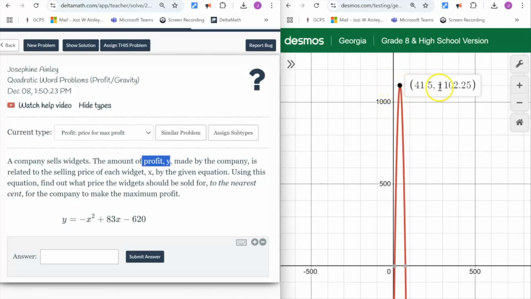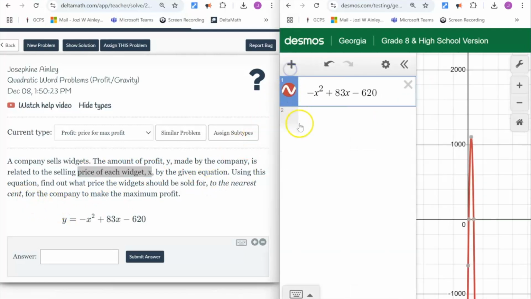So this is like at 1,000, it looks like 1,102.25. Okay, but that's not what they're asking. They're not asking what is the maximum profit. They're asking what price should you sell it for so that you can make this maximum profit. And remember, the price is your x-axis. So it's just your x variable, right? Your x value, which is 41.5, and it's rounded to the nearest cent.